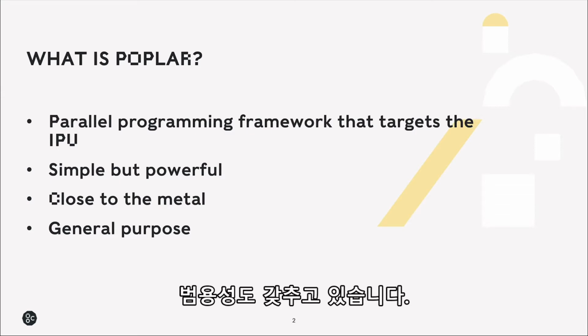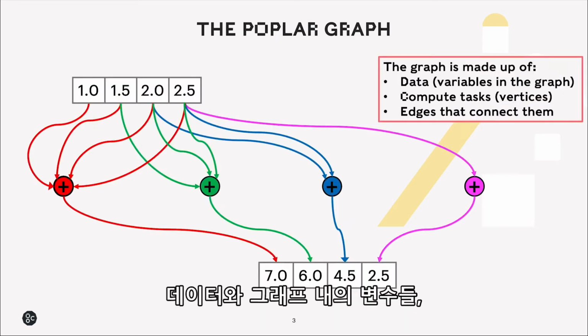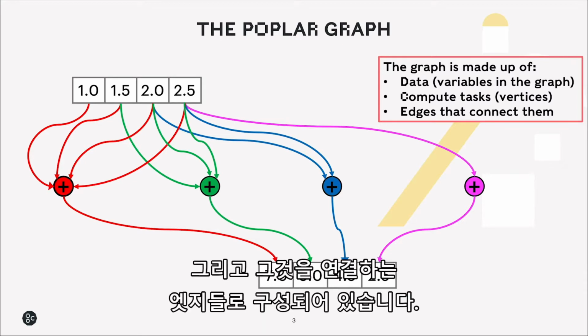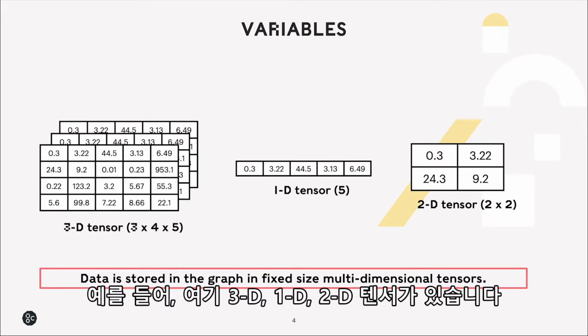The Poplar graph, which represents our computation, is made up of the data, the variables in the graph which we want to perform some operation on, the compute tasks themselves, which we call vertices, and the edges that connect them. The data is stored in the graph in fixed size multidimensional tensors. So for example, here we see 3D, 1D and 2D tensors.